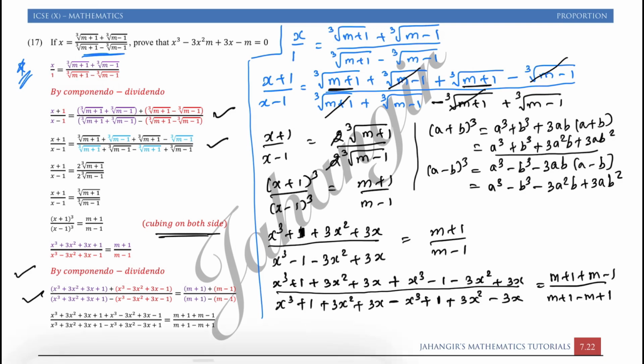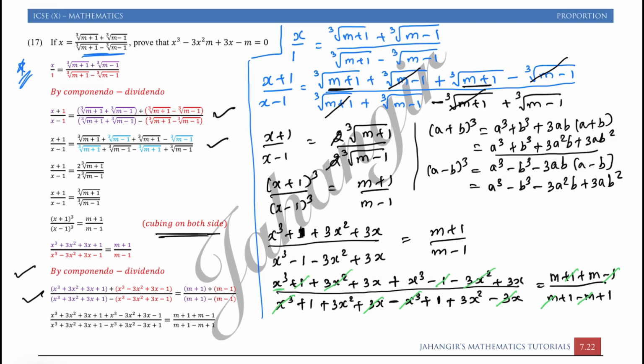Now let's cancel out. What can I cancel? Plus 1 minus 1 I can cancel. Minus 3x square plus 3x square will get cancelled. In the denominator we can cancel x cube and 3x. Here minus 1 plus 1 will get cancelled and minus m plus m will get cancelled.